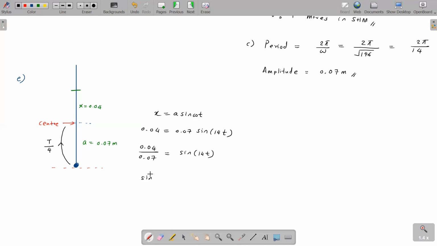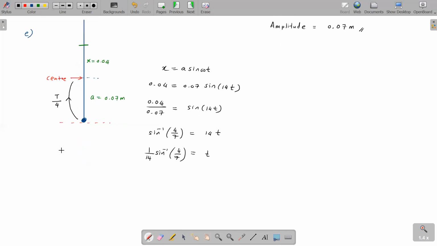So sine inverse 4 over 7 equals 14t. T equals 1 over 14 times sine inverse 4 over 7. Guys, are you with me? And then the total time. So this is actually the longer way.